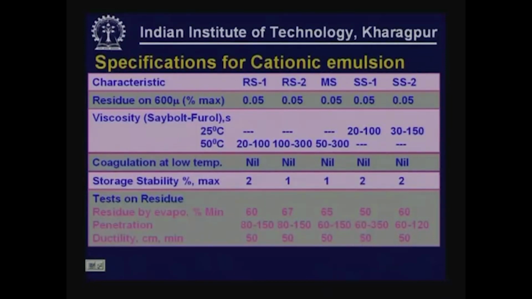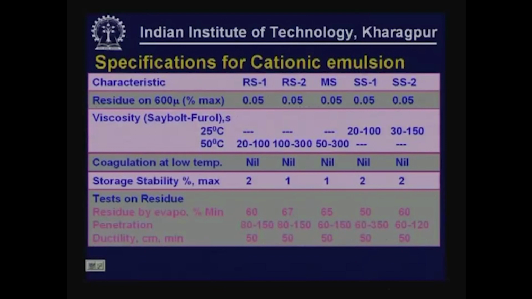Similarly, the viscosity determined using a Saybolt-Furol viscometer at the specified temperatures should be within the range as indicated here. There should not be any coagulation at all, especially at low temperatures. The maximum difference in bitumen content from top to bottom from a storage stability test should be 2%, 1%, 1%, 2, 2 for different types of emulsions.